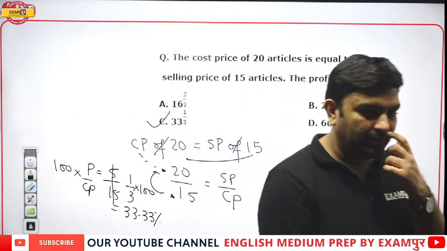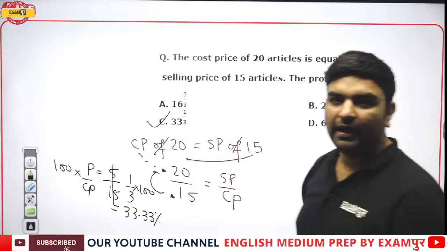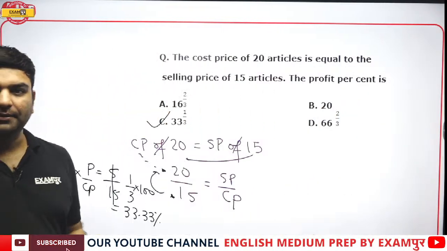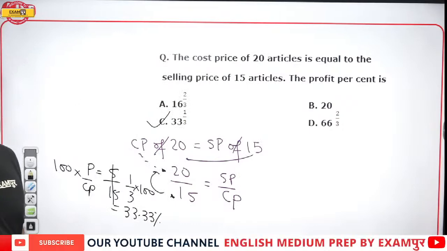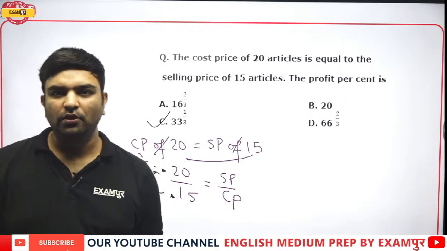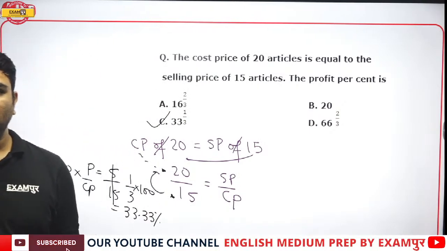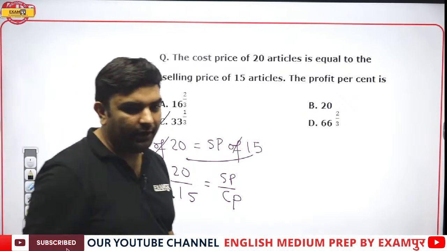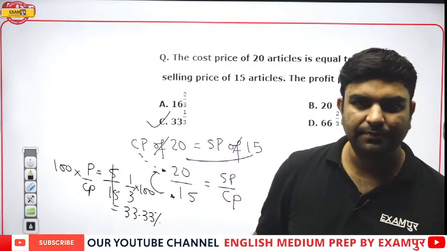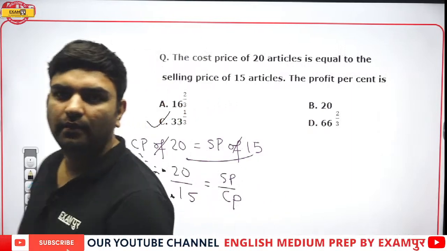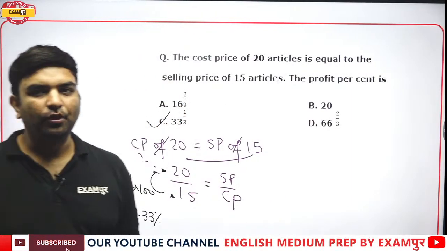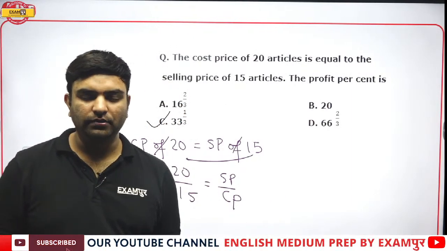Option number C. Clear, guys? 100% clear? Profit of 5 over the CP of 15 is 1 by 3, and 1 by 3 into 100 is a 33.33% profit. 33.33% is the profit.